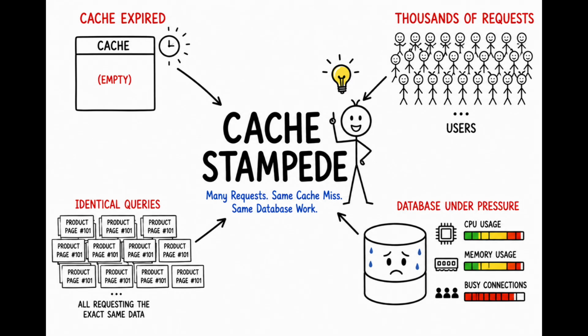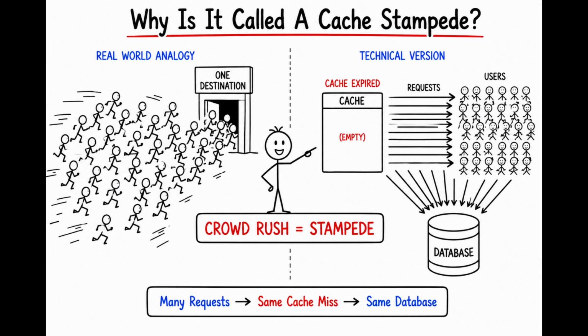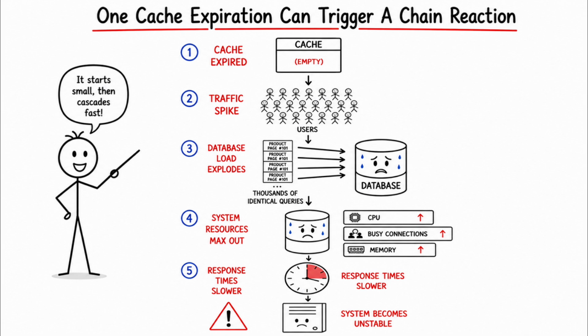And this situation has a name: Cache Stampede. A large number of requests discover the same cache miss and rush toward the database simultaneously, just like a crowd rushing toward the same destination. The cache disappears, and everyone runs toward the database. That rush is called a cache stampede. And this is why engineers care so much about it. Cache stampede often appears during high traffic. Exactly when the system is already under pressure, the cache expires, traffic spikes, database load explodes, response times increase, and sometimes systems become unstable, all because one cache entry disappeared at the wrong time.